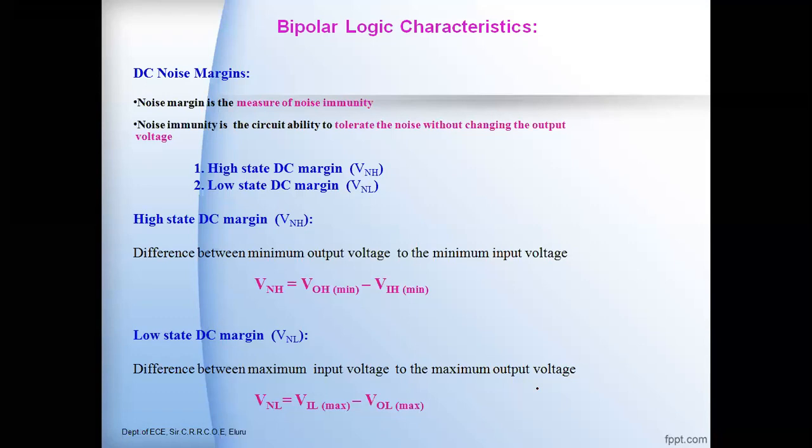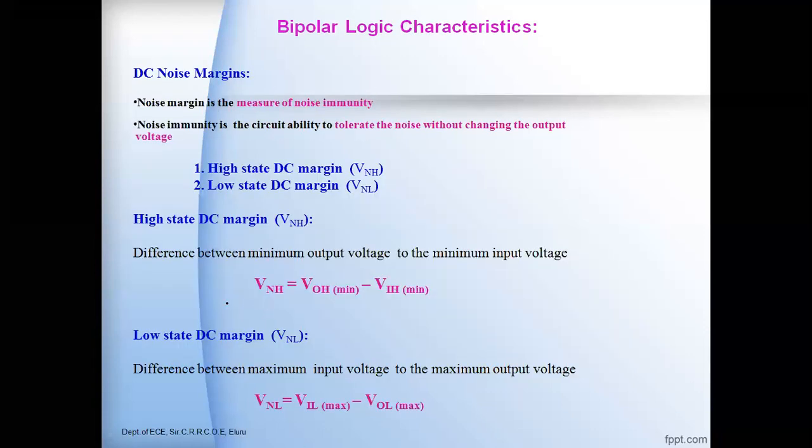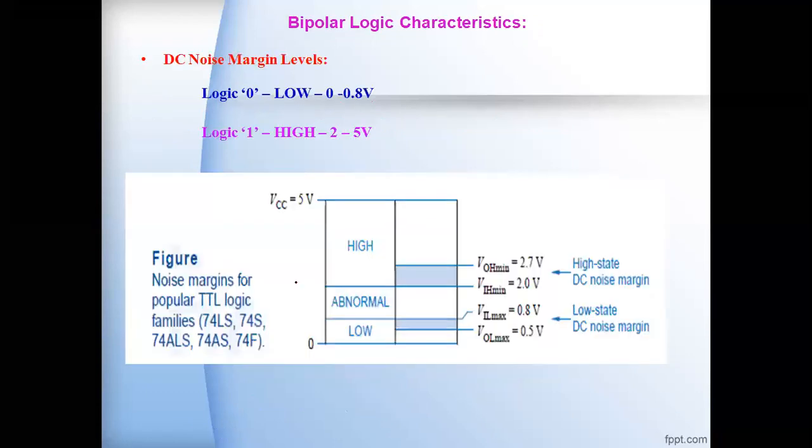The high state DC noise margin is the difference between VOH minimum and VIH minimum, that is, the minimum output voltage minus the minimum input voltage. And the low state DC noise margin is the difference between the maximum input voltage and the maximum output voltage. These differences between the voltage parameters give the two DC noise margins: the high state and the low state DC noise margin.